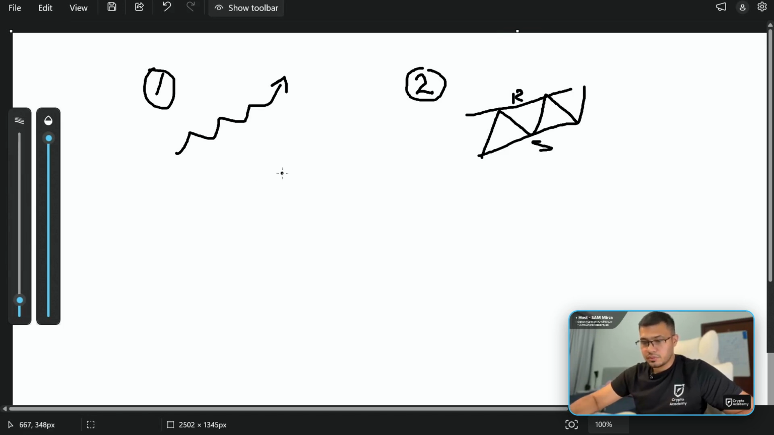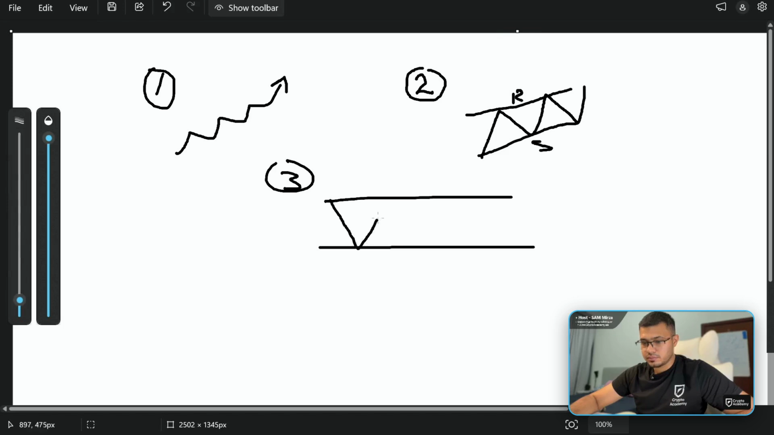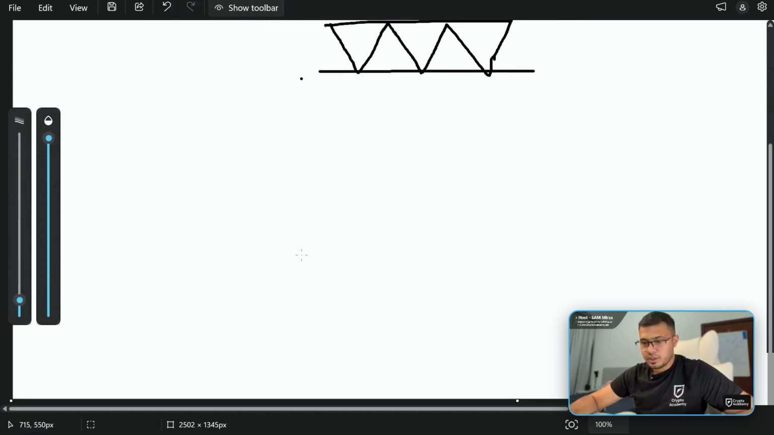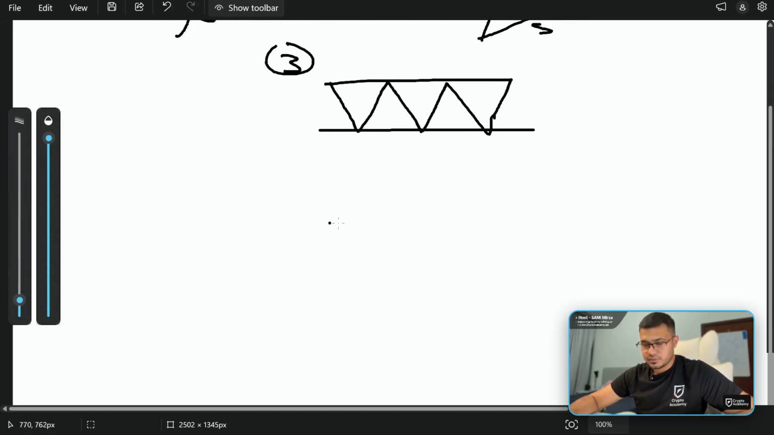Number three, we have a range. Okay, now my question is, how would we know this is the right support and right resistance? Either it is an uptrend, or a channel, or sideways. Let me give you one example for the sideways.